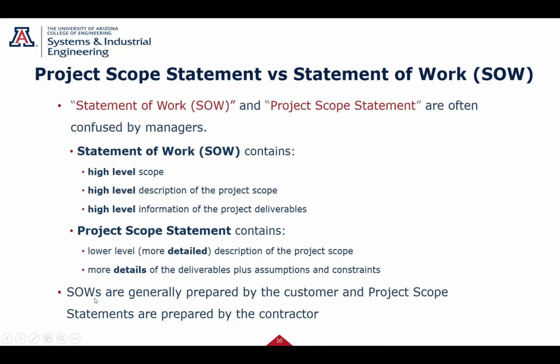Let me jump to the bottom. SOWs are generally prepared by the customer. So they're kind of telling you, this is the scope of what I want. These are the main deliverables of what I want. Then you as the company typically define a scope statement, so it's a lower level, more detailed description of the scope. So you're going to take what they're kind of sending you and detail it out a little bit more in your scope statement. More details on the deliverables, assumptions, constraints.